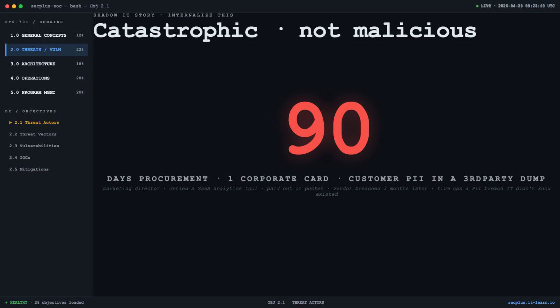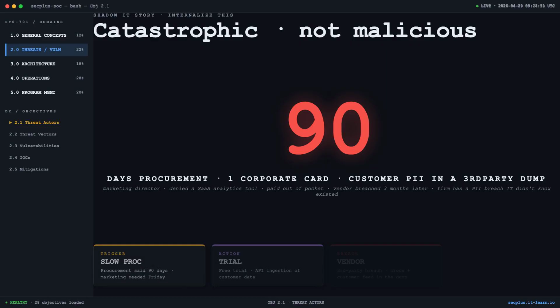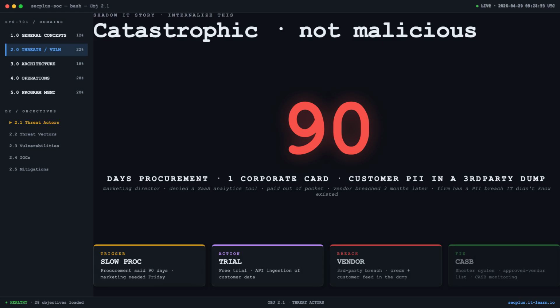3 months later, the analytics vendor has a breach. The marketing director's credentials and the customer data feed are in the dump. Now the firm has a data breach involving customer PII that IT did not even know was happening, going through a vendor IT did not vet, in a service IT cannot audit. That is shadow IT as an attack surface generator. Not malicious in intent, catastrophic in impact.